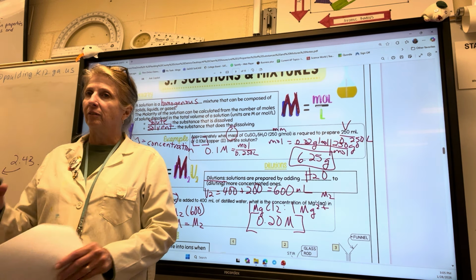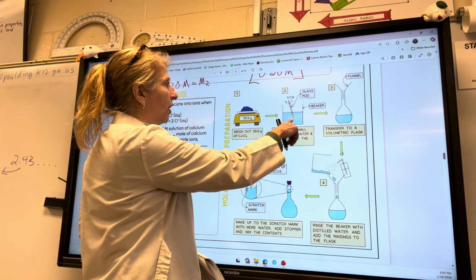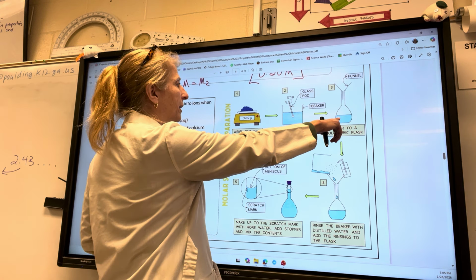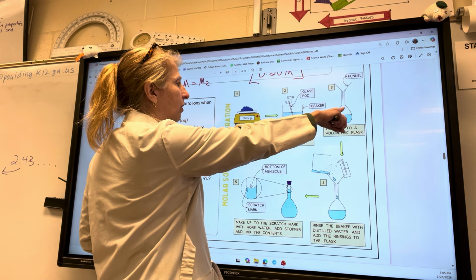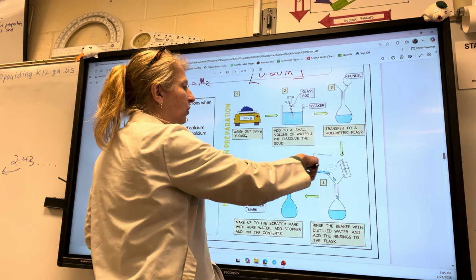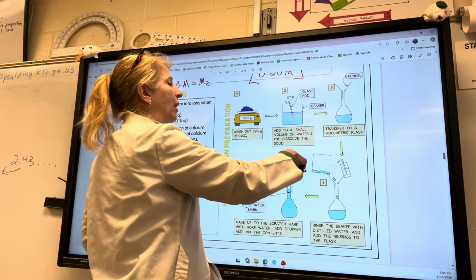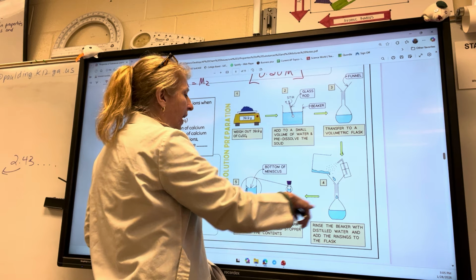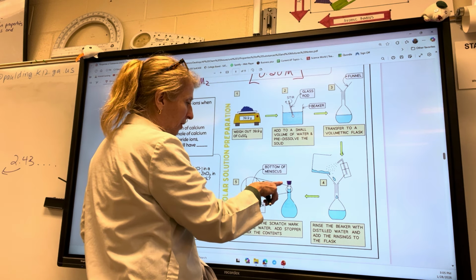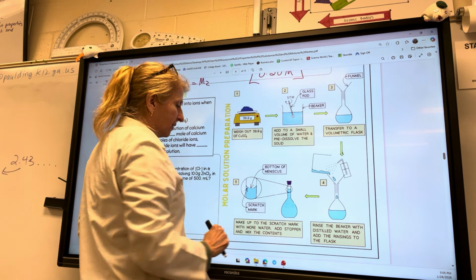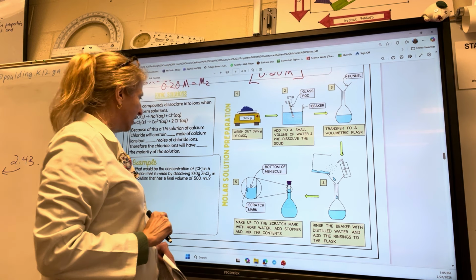All right, next part's easy. Okay, so this is showing you how to do it. You weigh it out, you dissolve it in some distilled water. You put a little bit in your volumetric flask. You add some distilled water to get every little molecule out of the beaker, and then you fill it up to the bottom of the meniscus. The bottom of the curve is on the little scratch mark on the line.